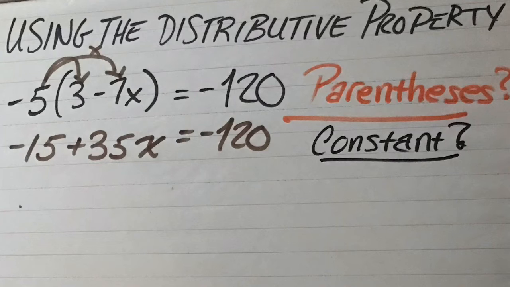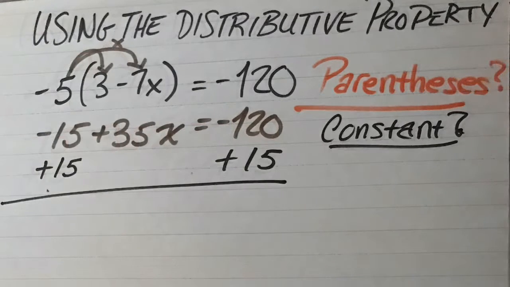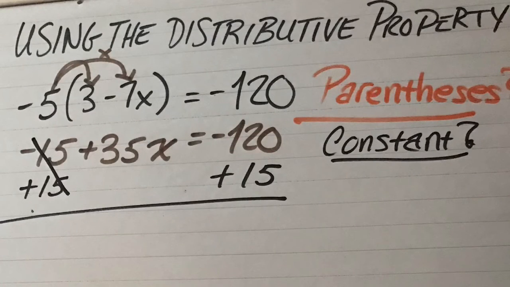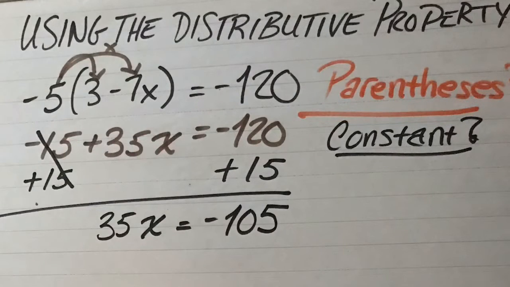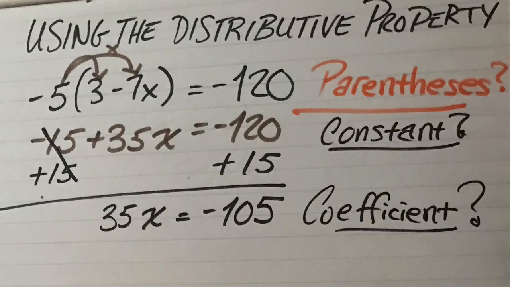Does it have a constant? In this case, it's in a different position, but still, it's the number without the variable. It's a negative, so we'll add 15 to both sides this time. When we add 15 to both sides, it's going to eliminate the negative 15 on one side, so we'll cross those out. But on the other side, we're actually going to add negative 120 and 15, and we get negative 105. Bring down the 35x.